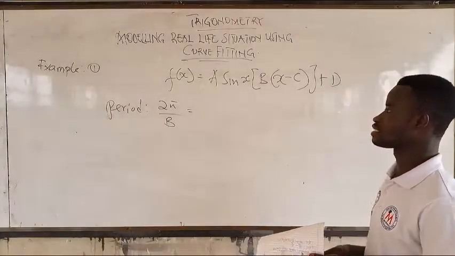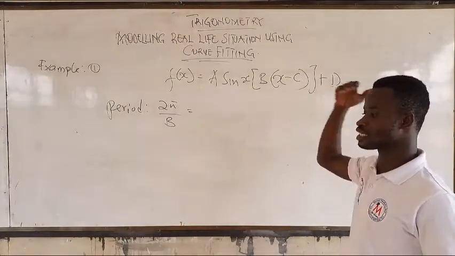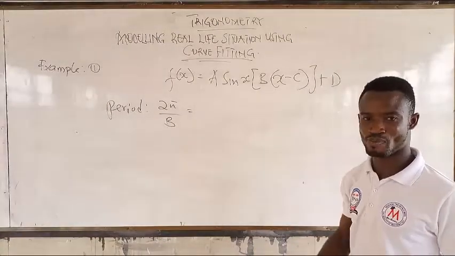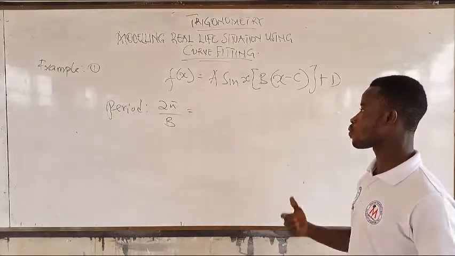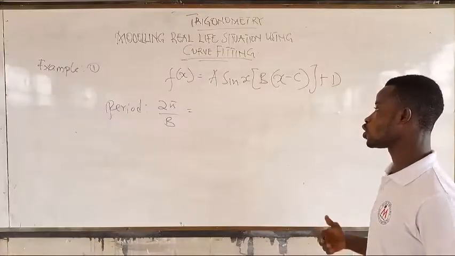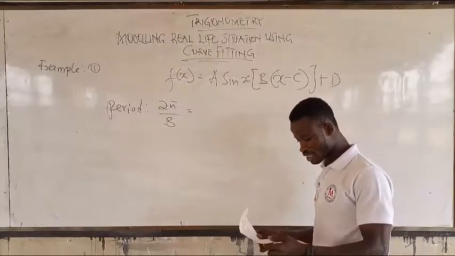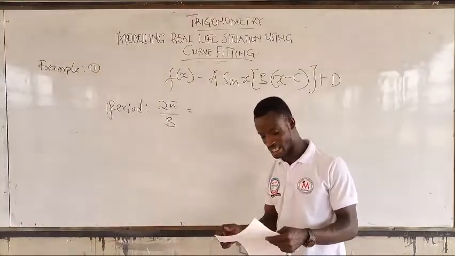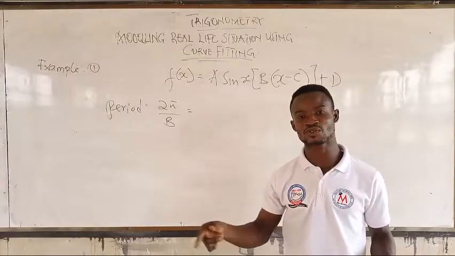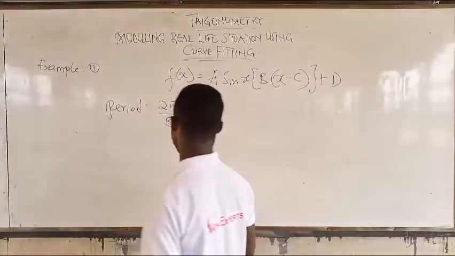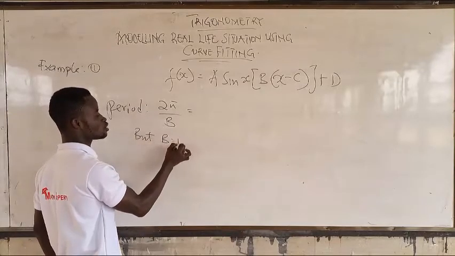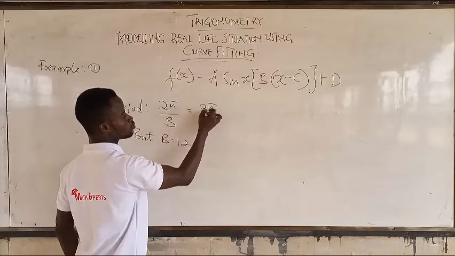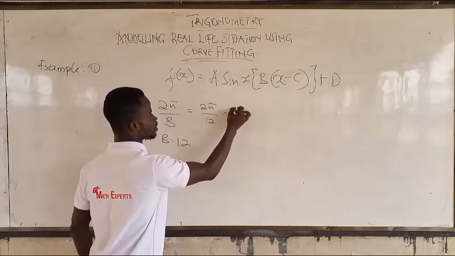We know that from January to December we have 12 months. That is 1 revolution, or 1 period. So in that, you can see that since the temperature repeats every 12 months, then our B is going to be 12, and that is going to be 2 pi over 12, and that is pi over 6.